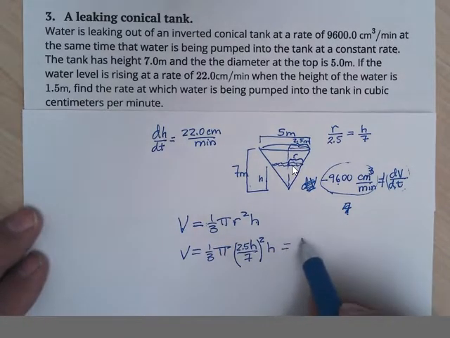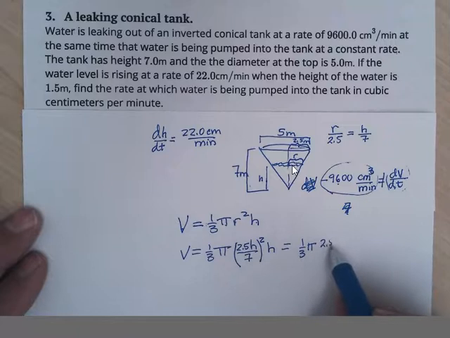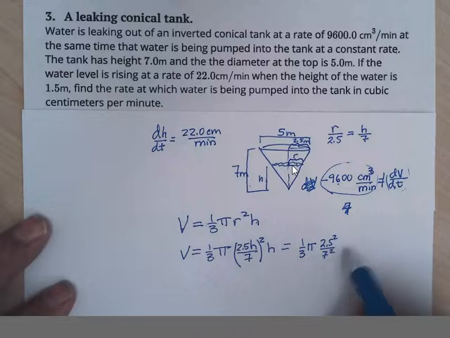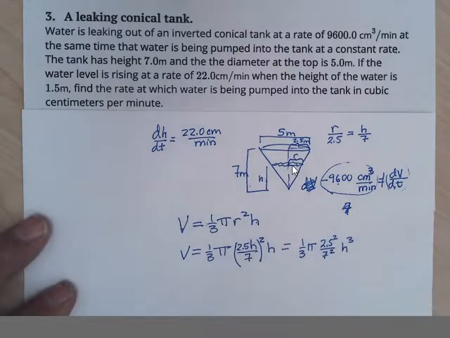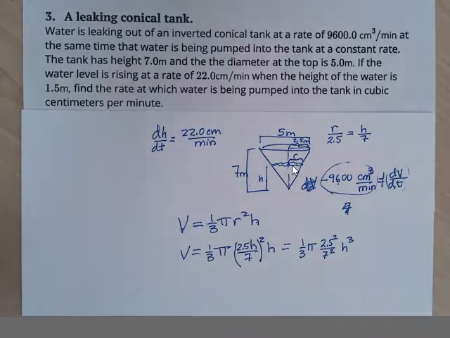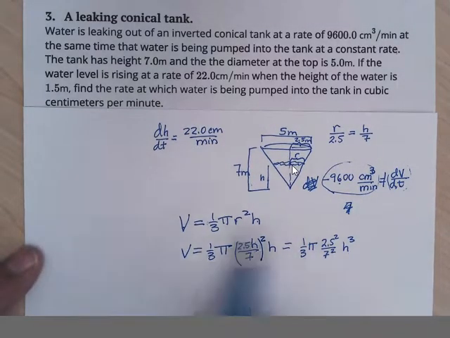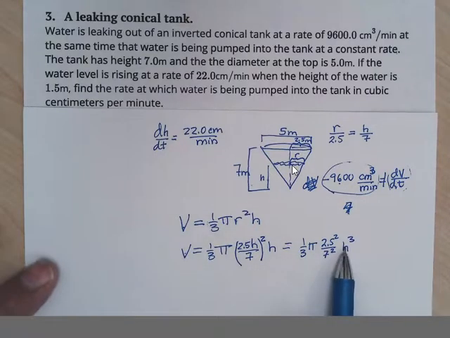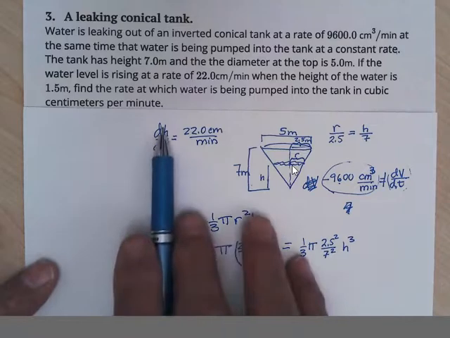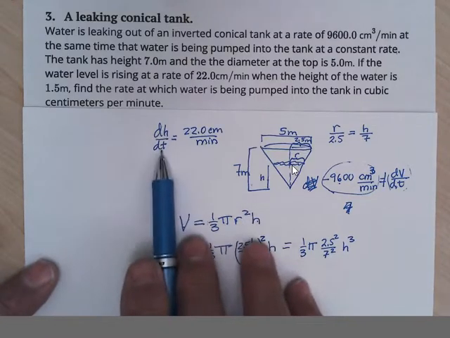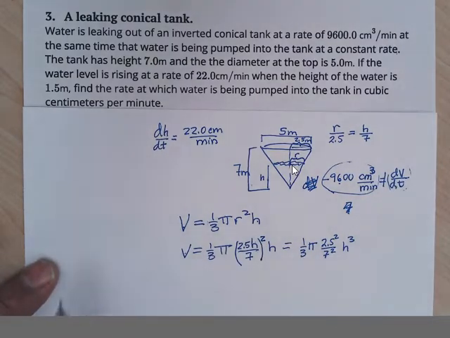So this is 1/3 pi times 2.5 squared over 7 squared times h squared times h, which is h to the 3rd. So now I'm going to take the derivative with respect to time because I now have a relationship with V and h related. And that's what I need to be able to do a comparison between dh/dt and dV/dt.